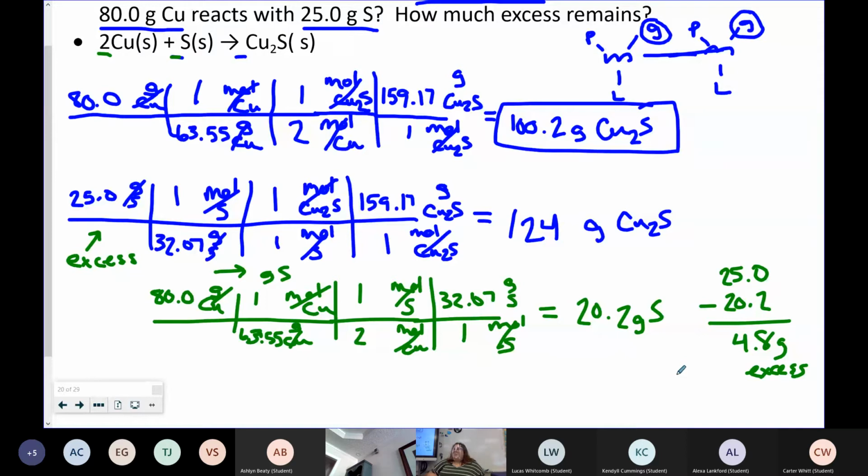So I know that was a lot because that was 2 questions in one. Do you guys want me to do another limiting reagent problem?